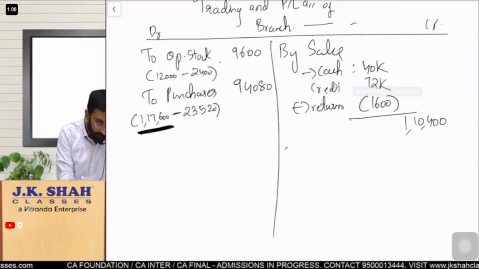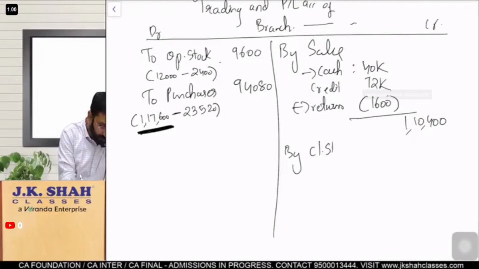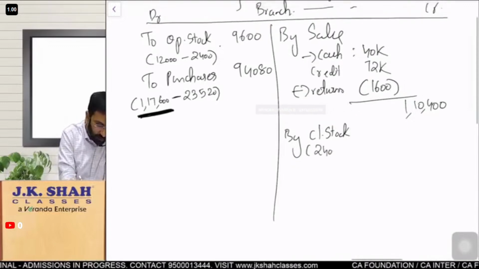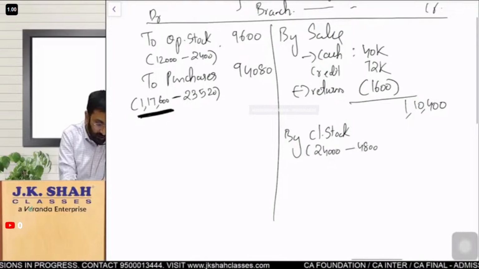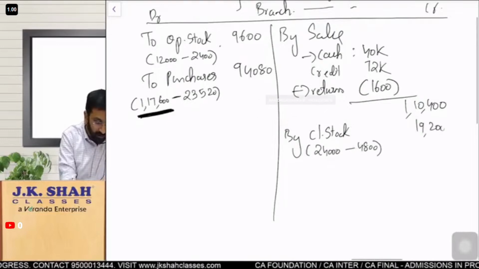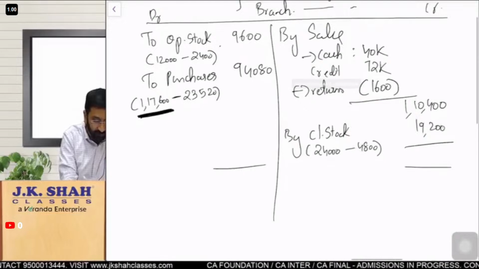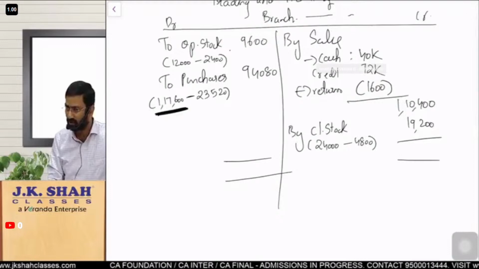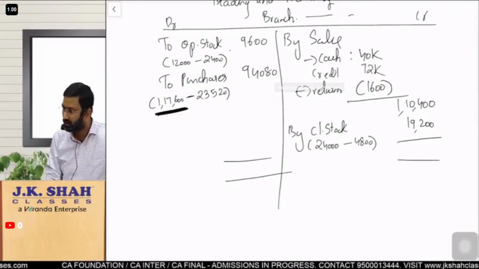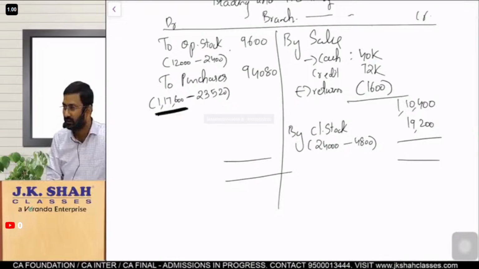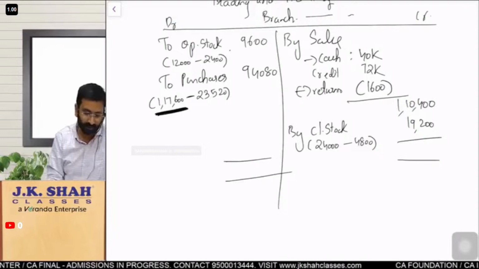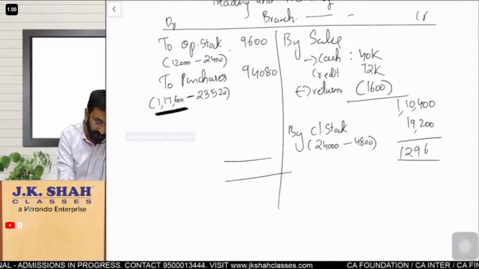Closing stock. How much was the closing stock? 24,000, no? Minus 4,800, that is 19,200. To trading account. Everything is being recorded at which price? Your cost. Opening stock at cost, closing stock at cost, purchase at cost, sales at selling price. Total 129,600.